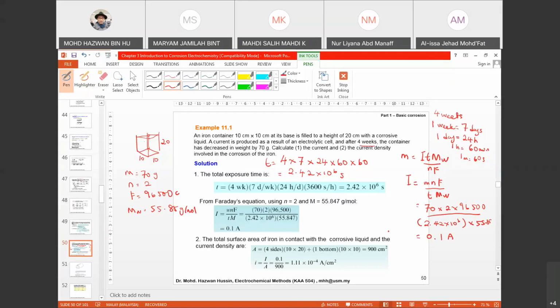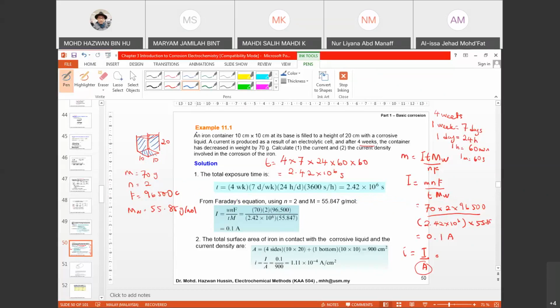Second question is asking about the current density. So current density is equal to current over area. Okay, so current over area, you have the current value 0.1, and now what will be the area? Okay, so the area is the exposed area for the corrosion. You see this is a container. So where does the corrosion occur? It will be on the base and also on the sides. So how many bases and how many sides do you have? Answer is given there.